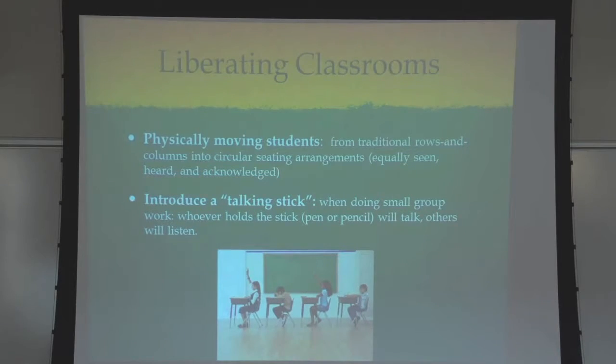They were a lot more engaged and they had a good time. But physically moving the students from the traditional rows and columns into a circular seating arrangement really makes the difference. It allows everyone to be equally seen, heard, and acknowledged. So in traditional classrooms, you see those people at the beginning who either sit in the front row or the back row. This gets rid of that situation and allows everyone to have an opportunity to talk.